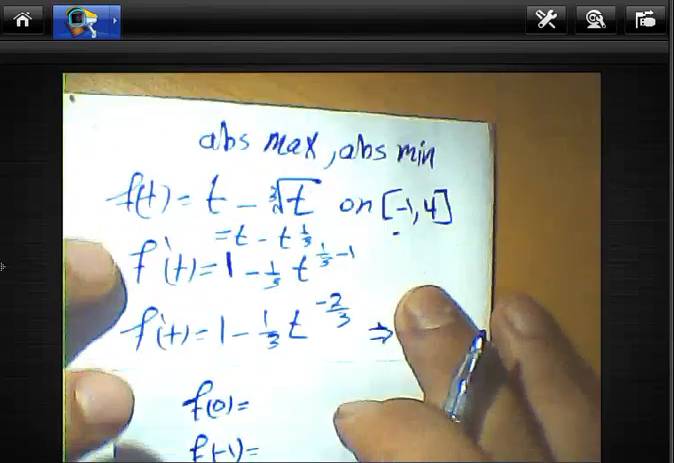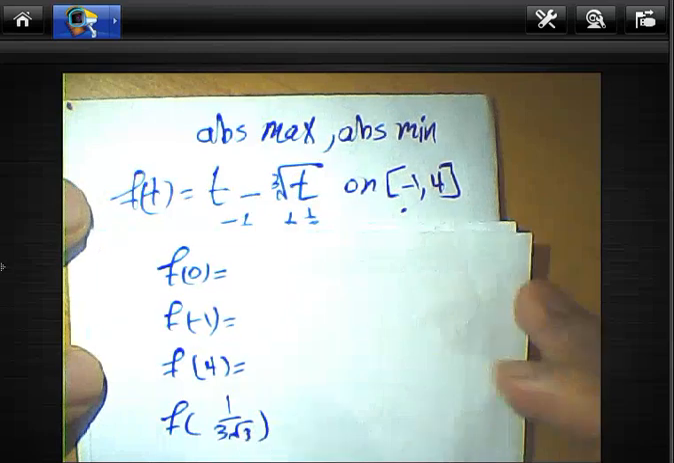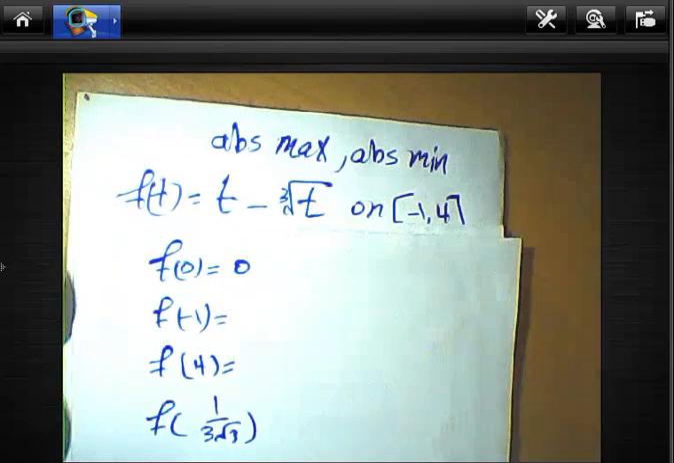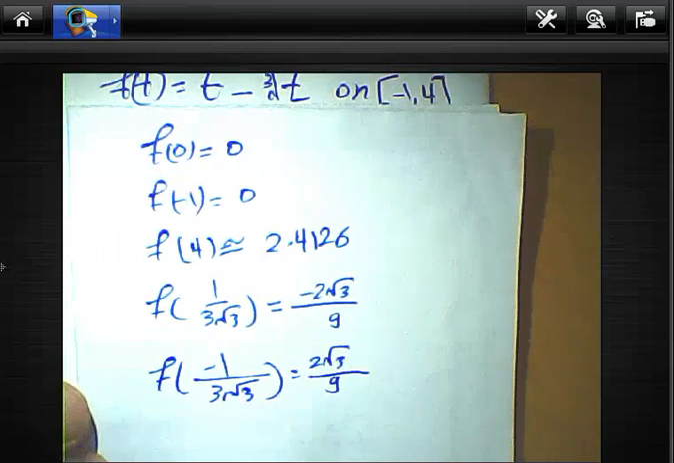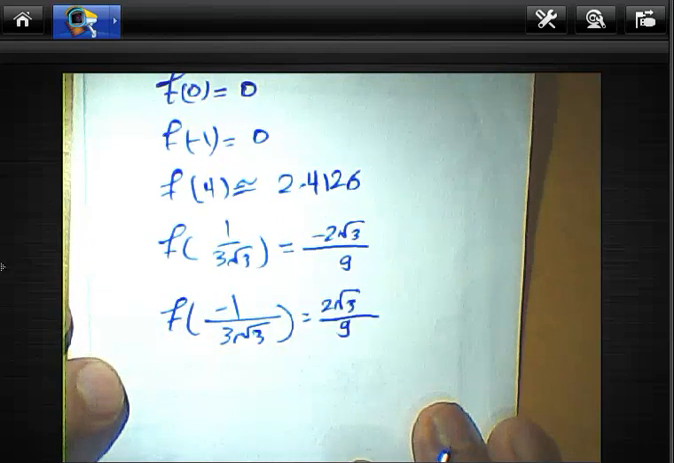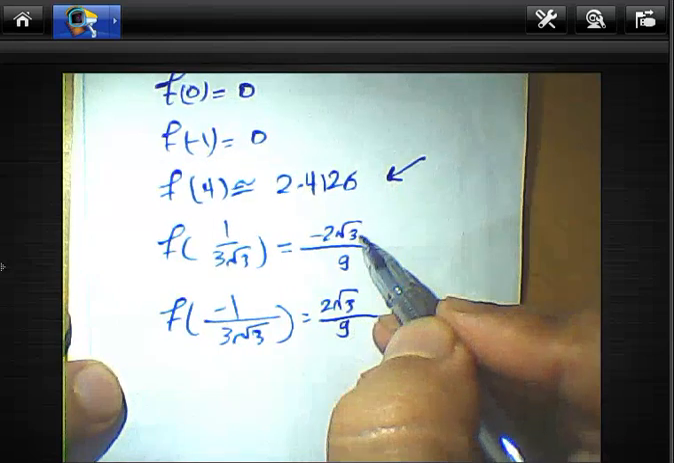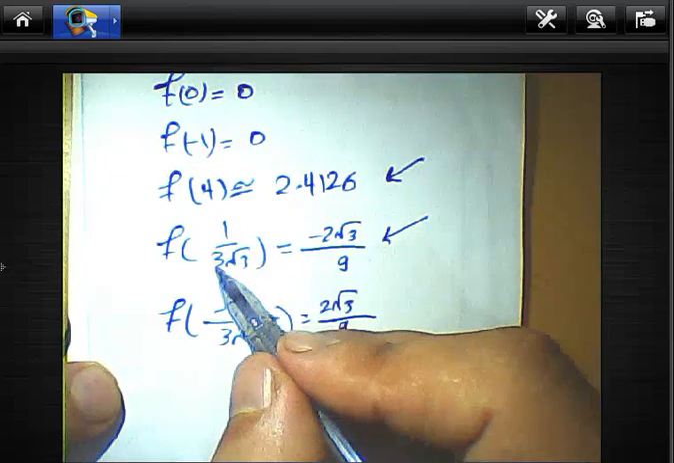Stop here. f of 0 we know will be 0. f of 0 will be 0, and we can find all these numbers by using the calculator. Okay, all the results for all these function values. So we can find that the absolute max here will be f of 4, which is more than the others. This is the max, and the minimum will be f of 1 over 3 root 3.